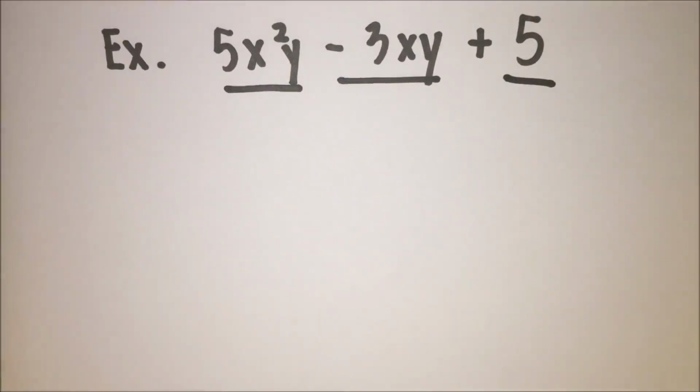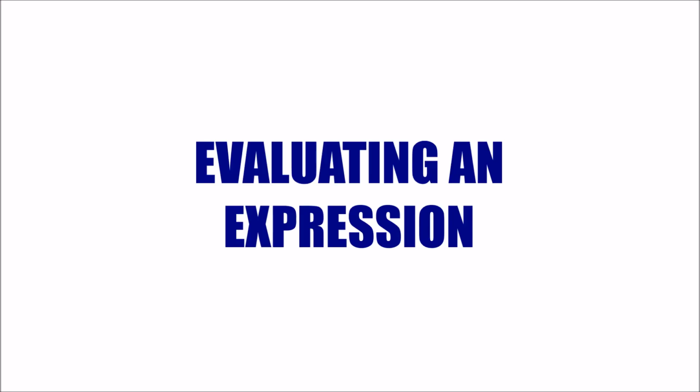Expressions are made up of variables or letters that take the place of unknown numbers. But what if we know the numbers? We can take out the variable, replace it with the number, and do the math. This is called evaluating an expression.